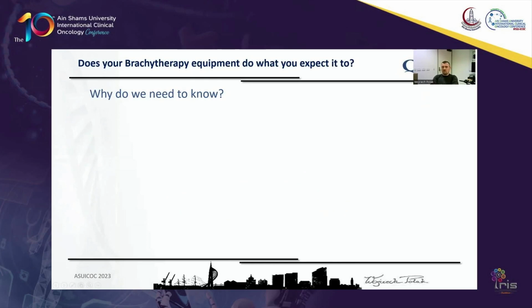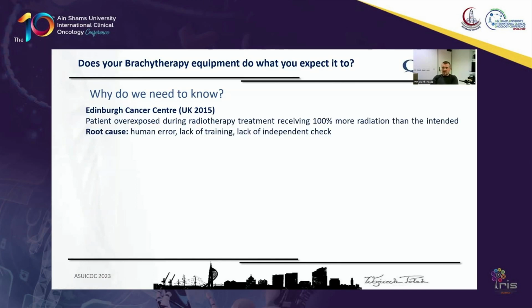So, why do we need to know? Well, if we don't, incidents happen. So, just a few examples of the incidents. For example, in Edinburgh, in 2015 in the UK, a patient was overexposed during the radiotherapy treatment, receiving 100% more radiation than intended. And the root cause of this was human error, lack of training, and lack of independent checks.